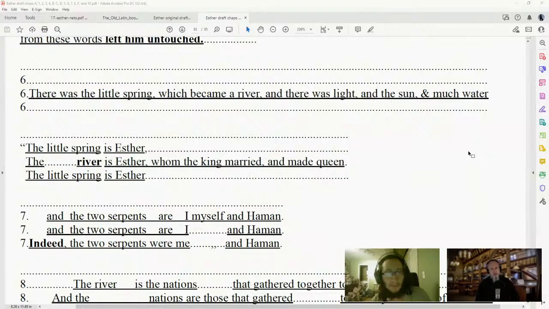And then, let's see here. In lines 2 and 4 of verse 6, it does not say whom the king married and made queen. You would think that the scribes would see that detail as tedious, unnecessarily repetitious, so they would remove it, because we already know that Esther was married to the king and made queen.